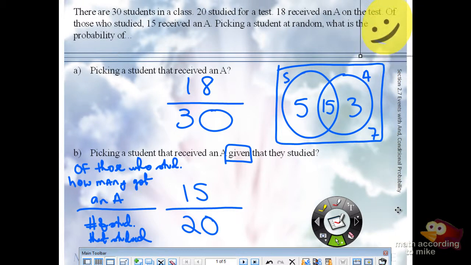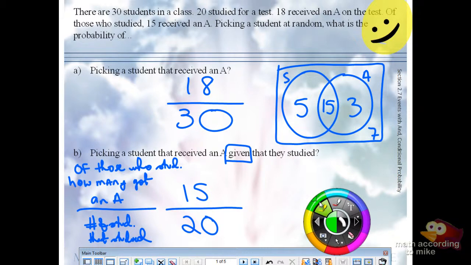In part B, we're saying now only looking at those who studied. So now only focusing on this circle. How many are also in the study circle, the got A circle? 15 out of 20. So a conditional probability, you reduce the size of your sample space. We're not talking about all 30 anymore. We're only talking about the 20 that satisfy the condition.